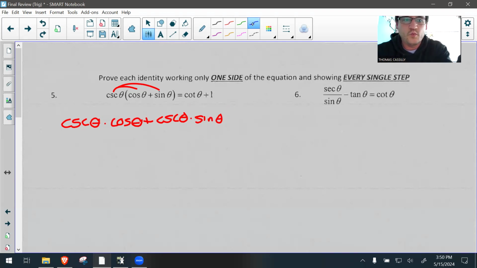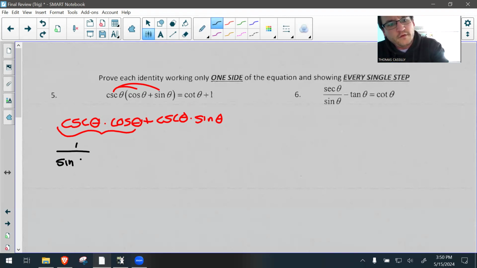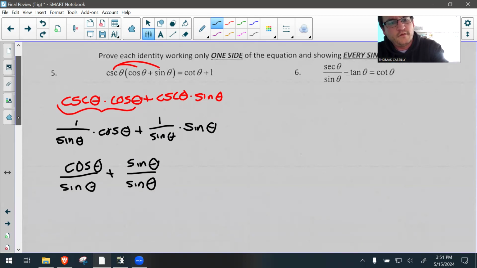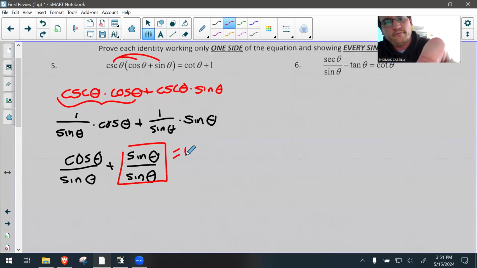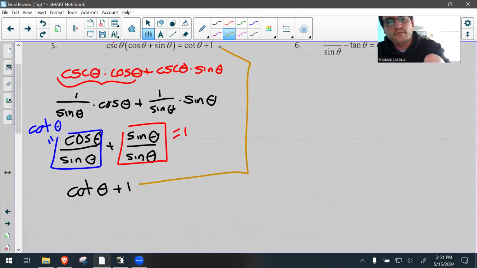Now, change your cosecants to 1 over sines, right? We'll just do it in 2 steps. We're going to have 1 over sine of theta times cosine of theta, plus 1 over sine of theta times the sine of theta. So our next line looks like this: cosine of theta over sine of theta, plus sine of theta on top over sine of theta on bottom. And if you notice, this guy right here equals 1, and this guy right here equals a cotangent. So we're really there. We end up with the cotangent of theta plus 1, which again is what we wanted to get.